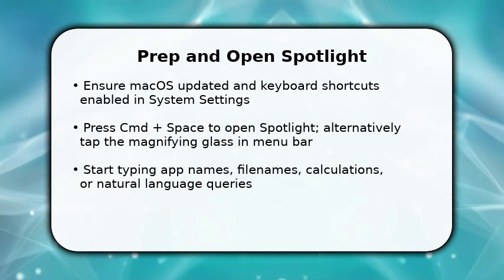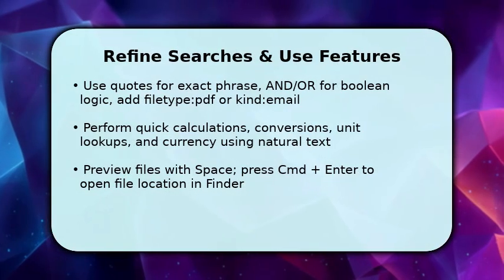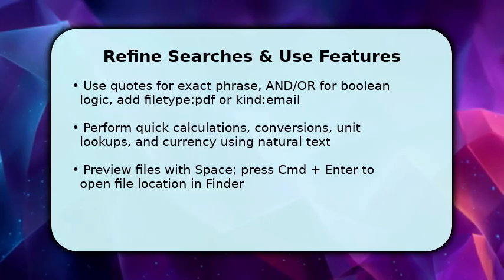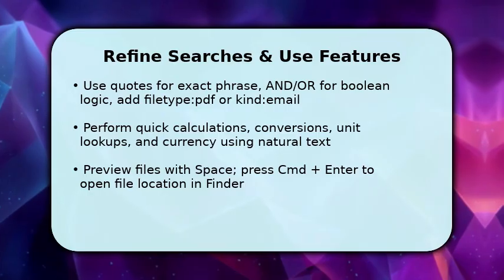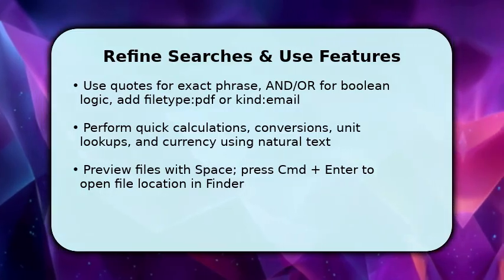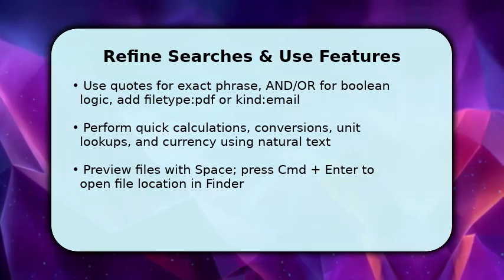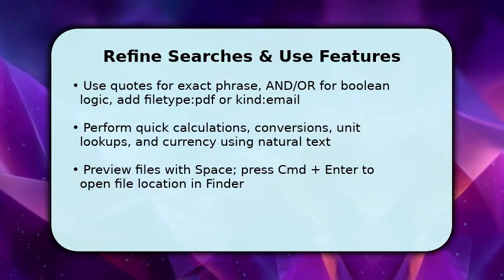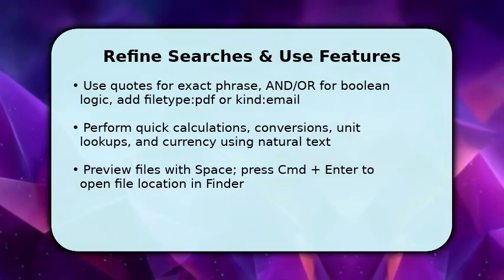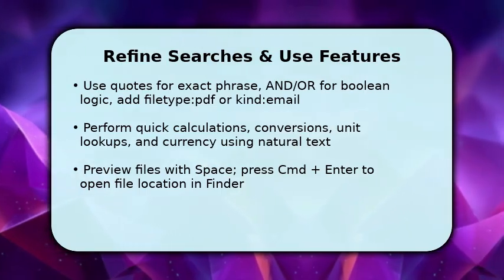Now refine your search using precise terms. Enclose phrases in quotes for exact matches and add modifiers like file type, PDF or kind, email to limit results. You can type arithmetic or natural phrases for calculations and conversions, which Spotlight computes instantly, saving you time. To inspect a result without opening, press space for a quick look, and if you need the file's folder, press Command and Enter to reveal it in Finder. Make sure to try Boolean logic.